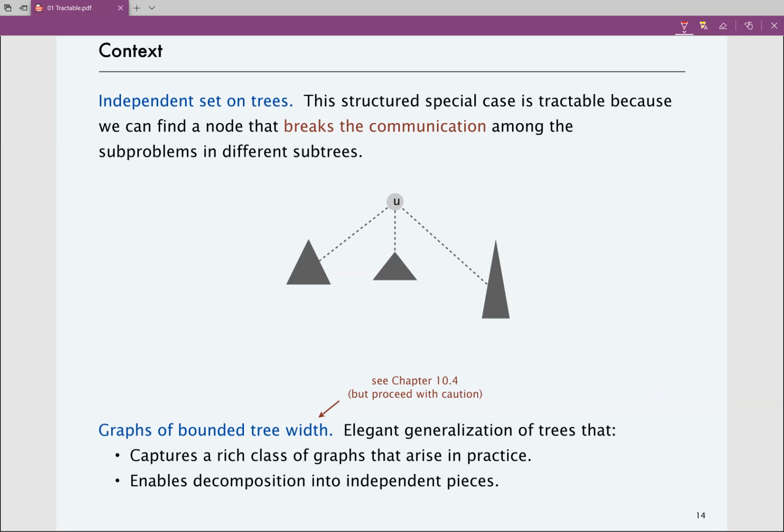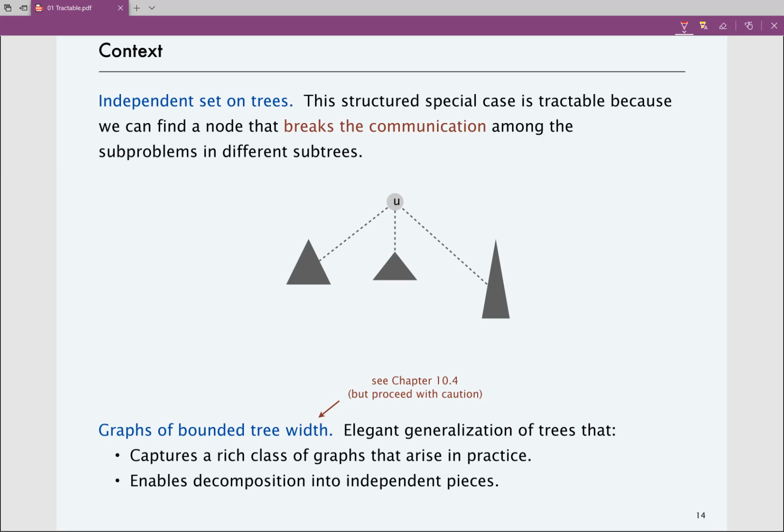And because there are no edges between these different subtrees, we can process these subtrees independently. Any decision that we make in, let's say, the first subtree is not going to affect what we're allowed to do in any other subtree, because there are no edges between these subtrees, and so there are no consistency constraints between them. And so we can solve these subtrees independently of each other.